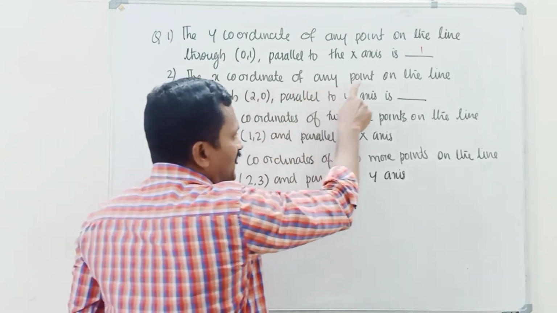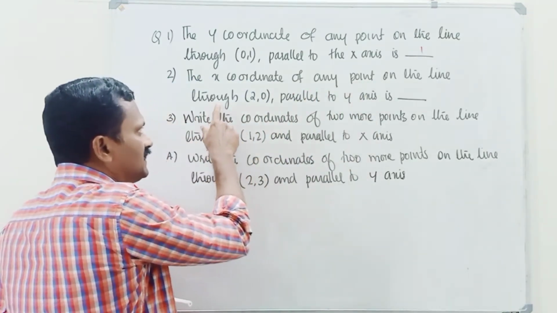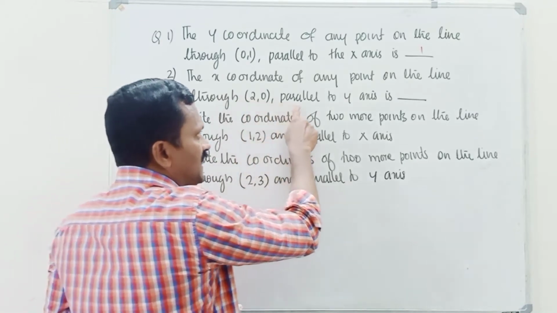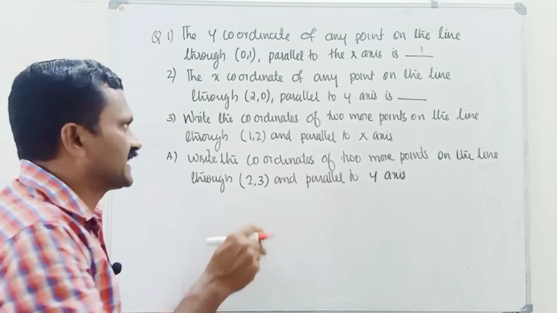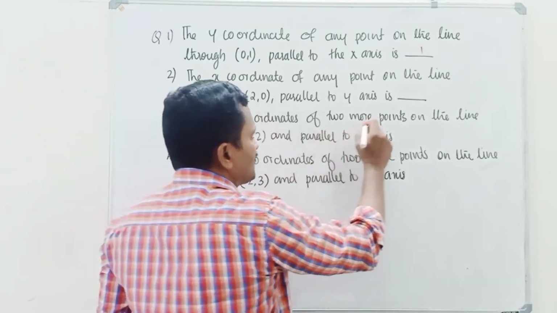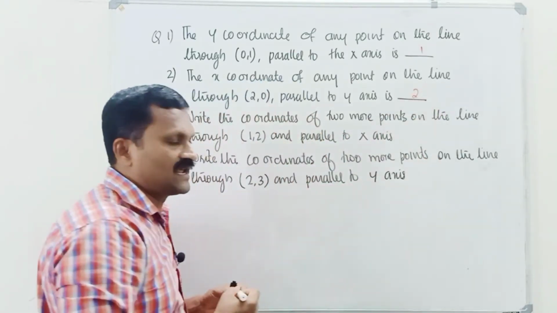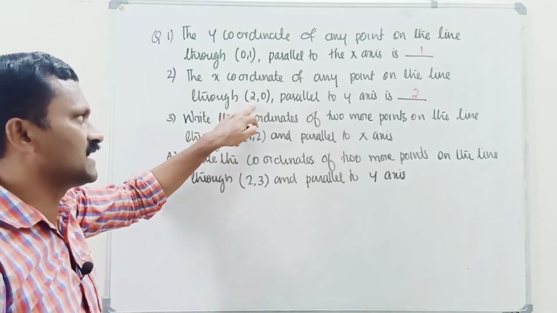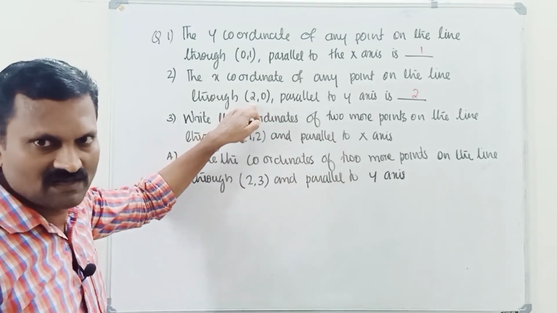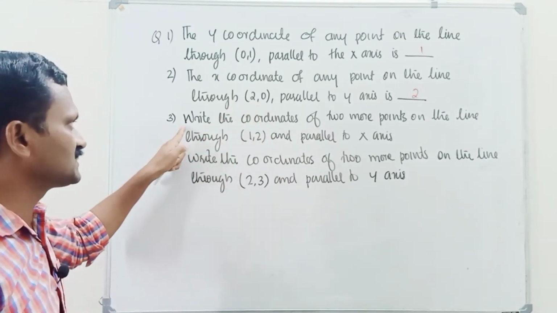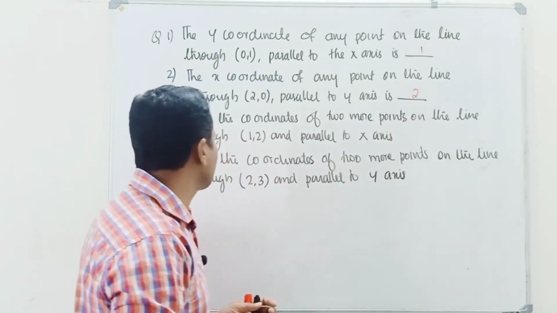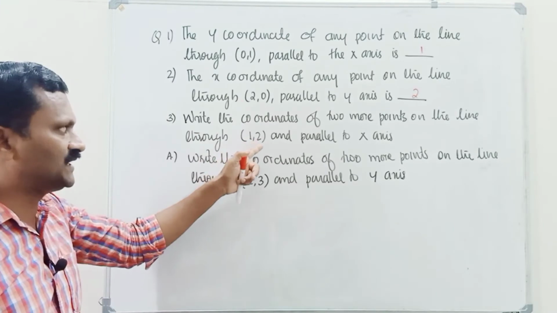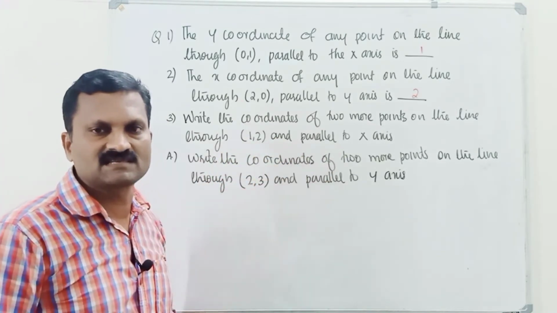What about the second question? The x coordinate of any point on the line through (2, 0) and parallel to y-axis. If the line is parallel to y-axis, its x coordinates are equal. So the x coordinate of any point on this line must be 2. Clear? Yes. Next, write the coordinates of 2 more points on the line through (1, 2) and parallel to x-axis.